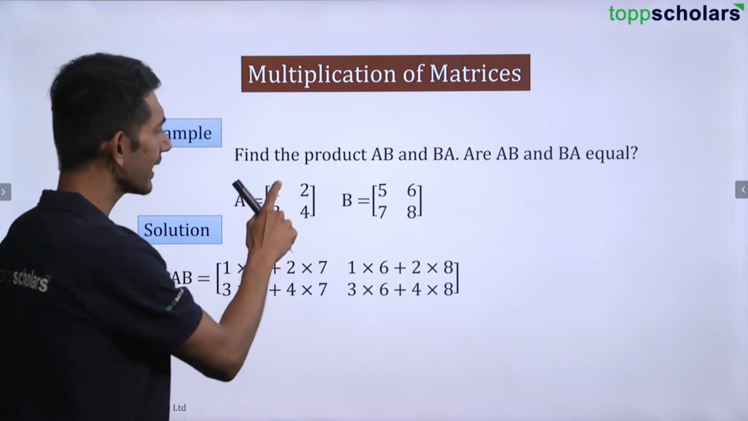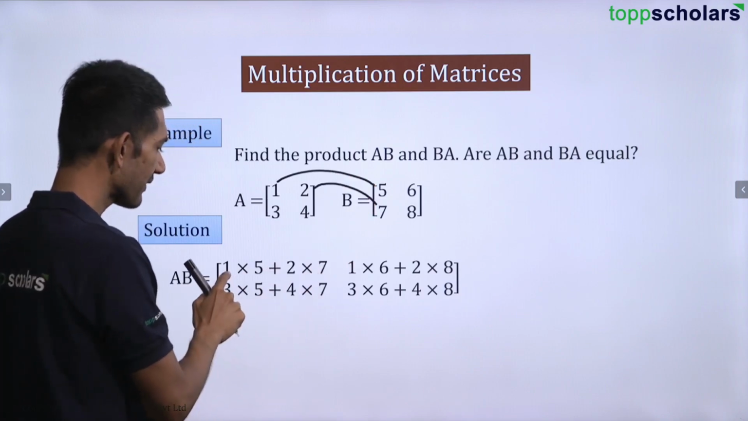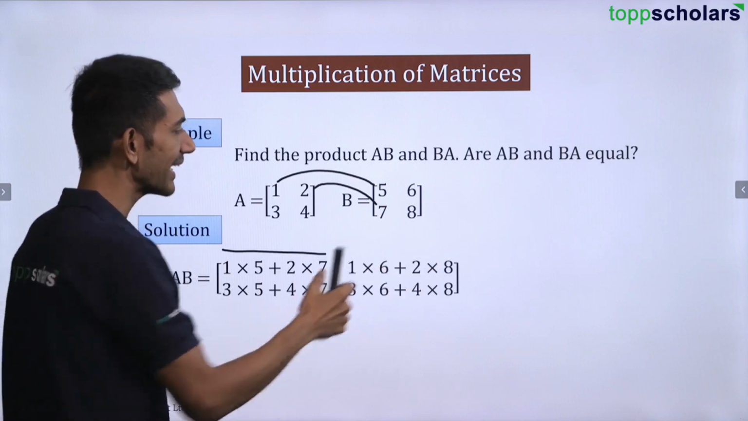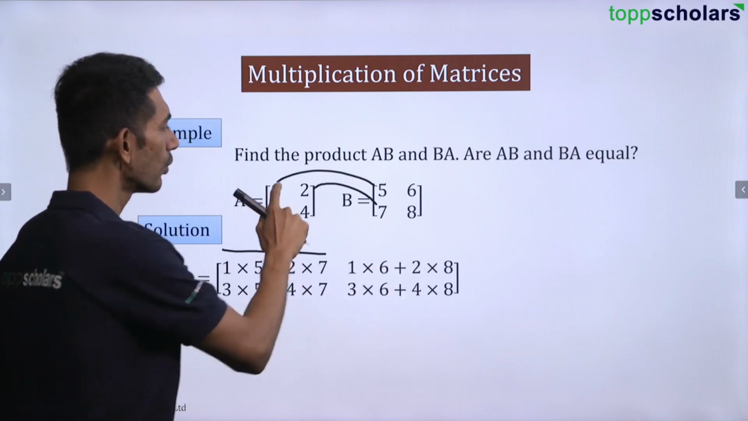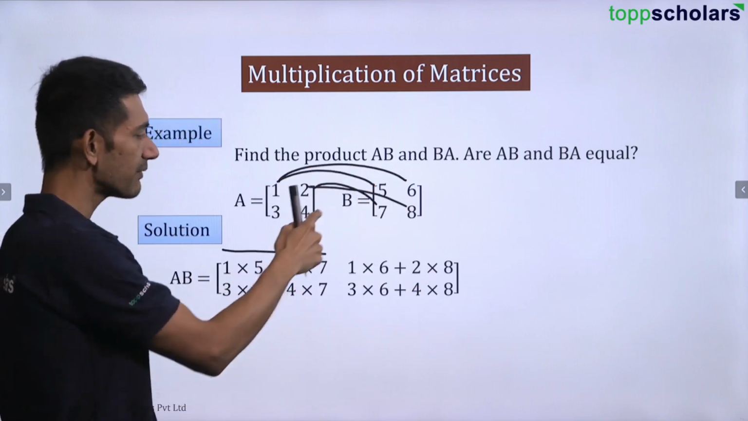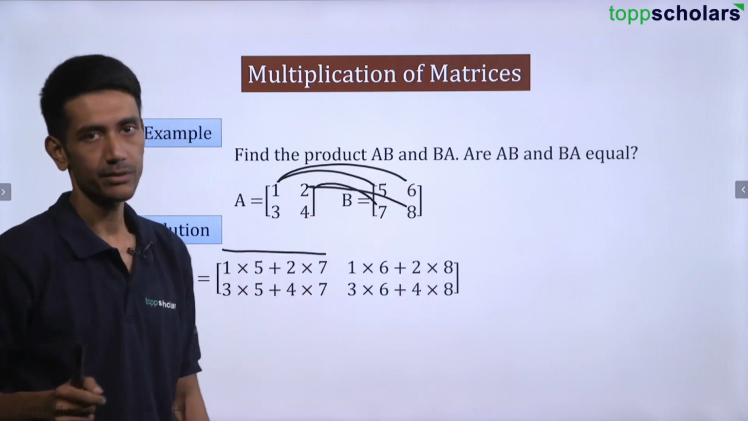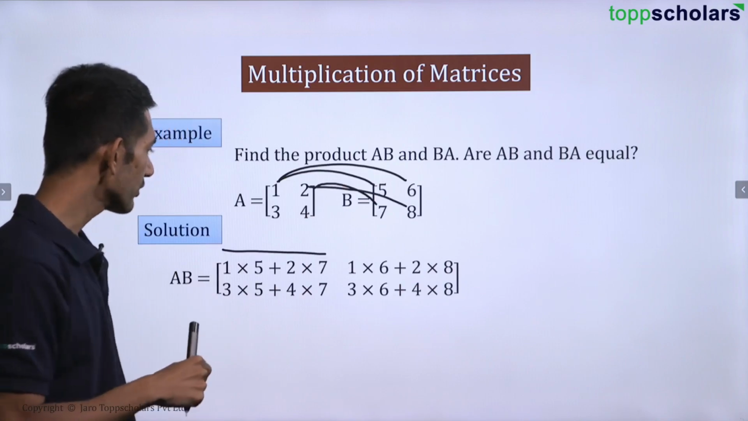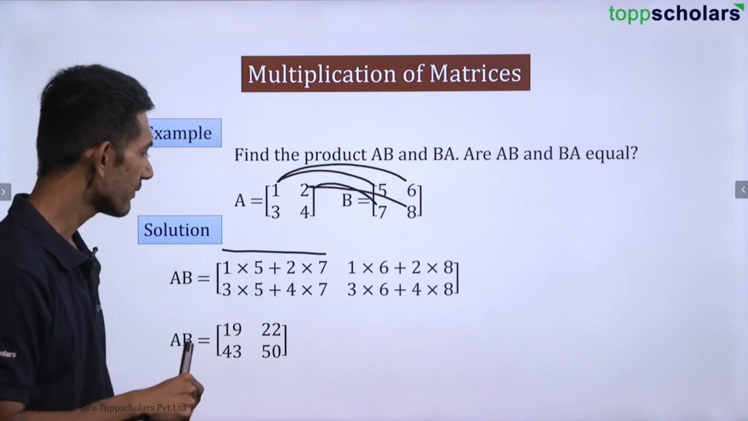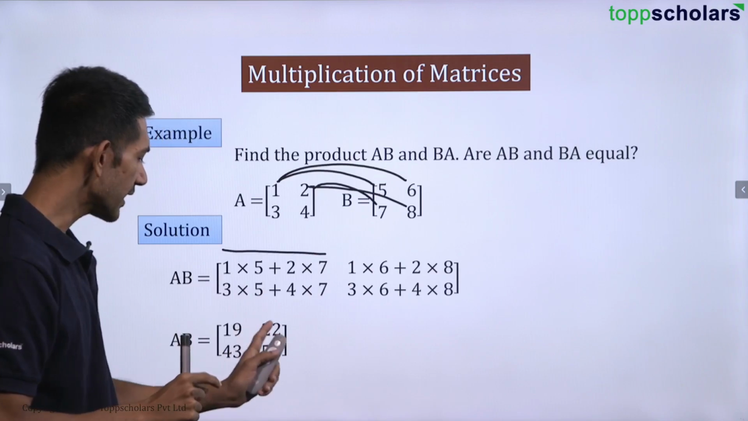So let us begin. So let us talk about AB. We know how to multiply, right? 1 will be multiplied with 5, 2 will be multiplied with 7, and we write it here. 1 multiplied by 5 plus 2 multiplied by 7. Then for the second element, 1 multiplied by 6 and 2 multiplied by 8. Then 3 multiplied by 5 and 4 multiplied by 7 here. 3 multiplied by 6, 4 multiplied by 8 here. Correct. If you solve this further, you are going to get 19, 22, 43, 50. So AB is 19, 22, 43, 50.